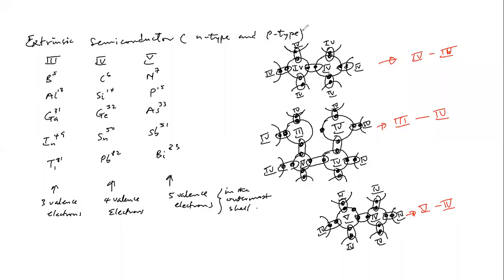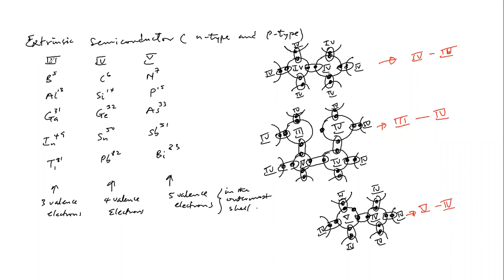So now we want to talk about the n-type and p-type extrinsic semiconductor. So let us talk about the extrinsic semiconductor. Here we have p-type and n-type, right? So now we are going to be considering group 3, 4, and 5, columns 3, 4, and 5 of the periodic table. Okay? So good.